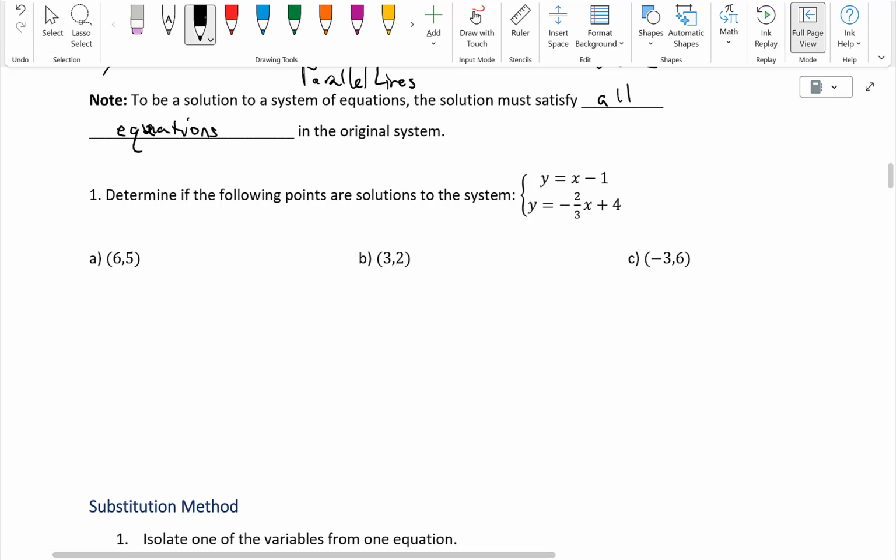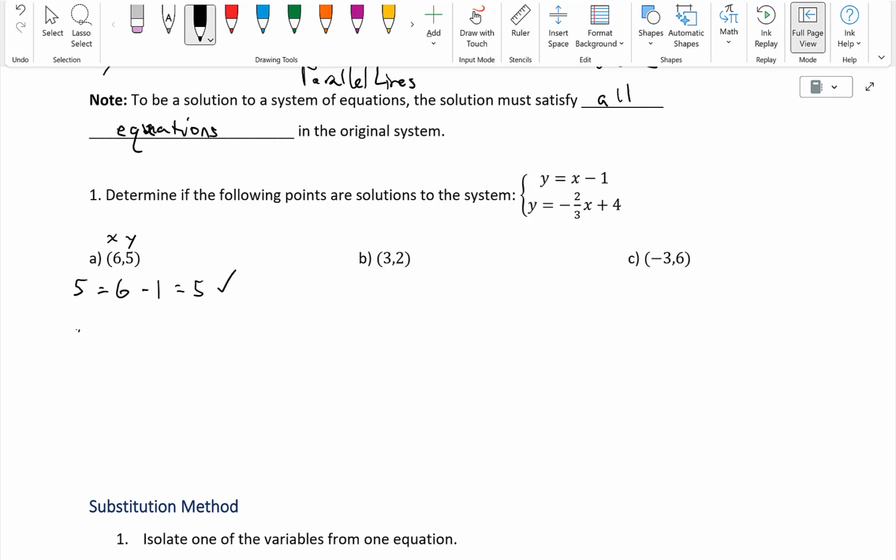So for number 1, we want to determine if the following points are solutions to the system given here. y equals x minus 1 is the first equation, and y equals negative 2/3 x plus 4 is the second. So we remember that our points are x, y pairs, and we can just substitute in to see if they are solutions. So I'm going to write here 5 equals 6 minus 1. 6 minus 1 is 5, so this one checks out. It is a solution to the first line.